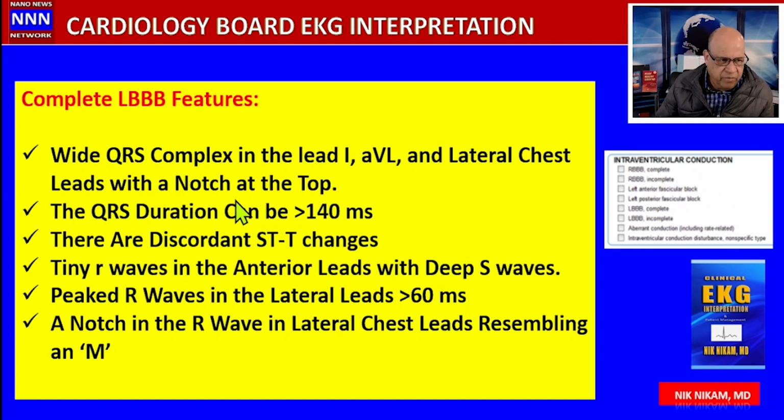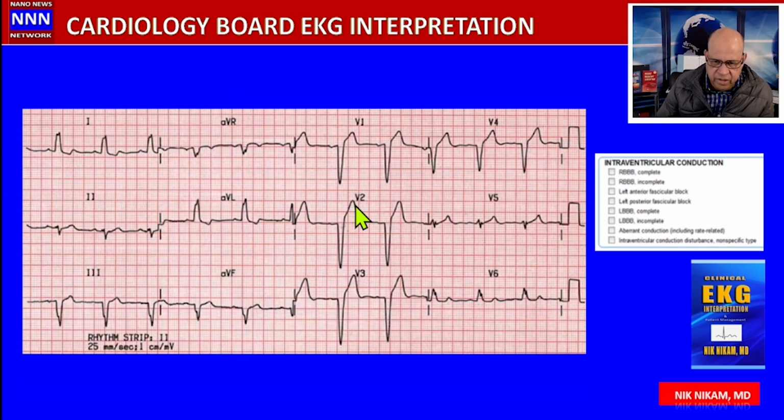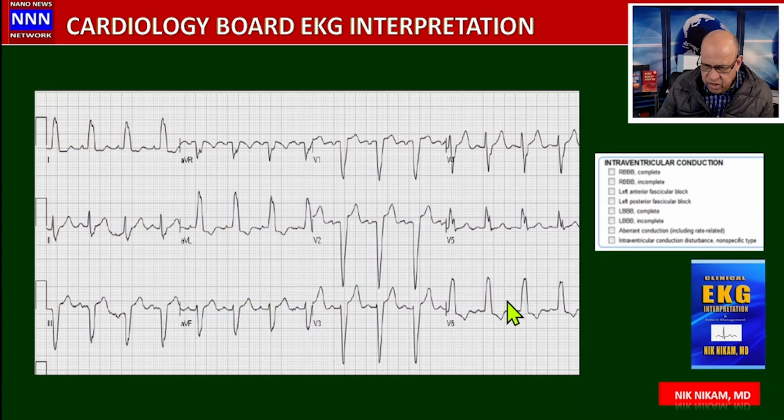the left bundle branch block is concerned. The wide QRS complex in lead 1 and aVL, as we saw in the previous two tracings. The lateral chest leads are notched at the top. This is the notch they are talking about, this notch in the chest leads. We don't see it here. Here we see it, the notching of the R wave.